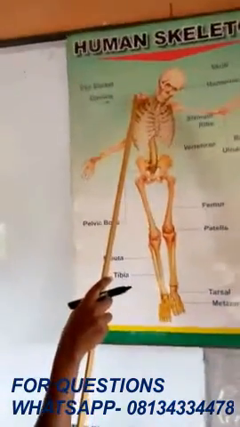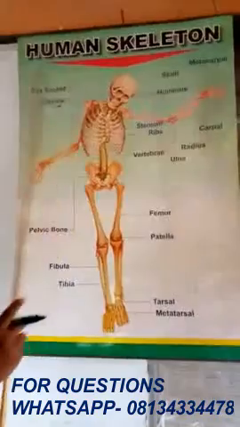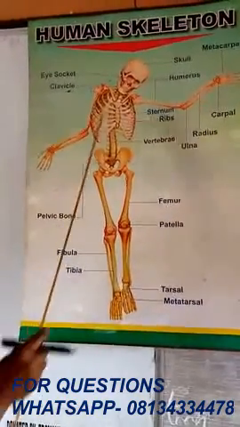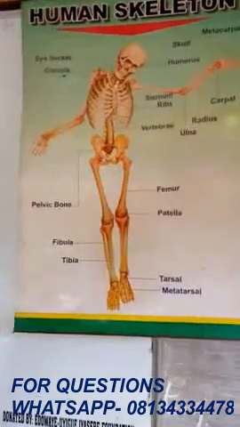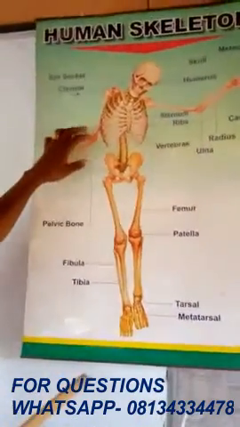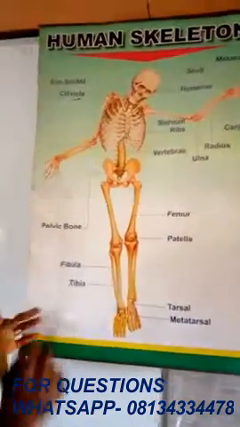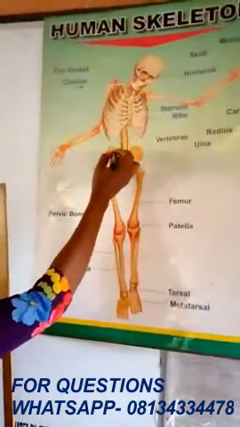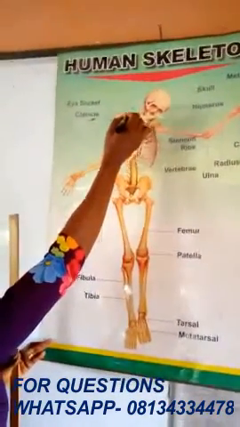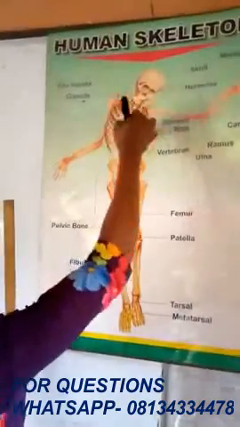The pectoral girdle is also called the shoulder girdle. So the appendicular skeleton consists of two girdles, the pectoral girdle and the pelvic girdle. The pectoral girdle is found around the shoulder. This is the pectoral girdle. When you look at this structure very well, you will see this shape, and you have it here also. They are girdles.